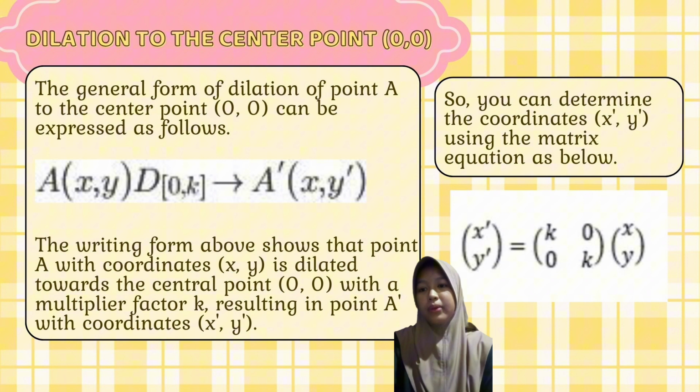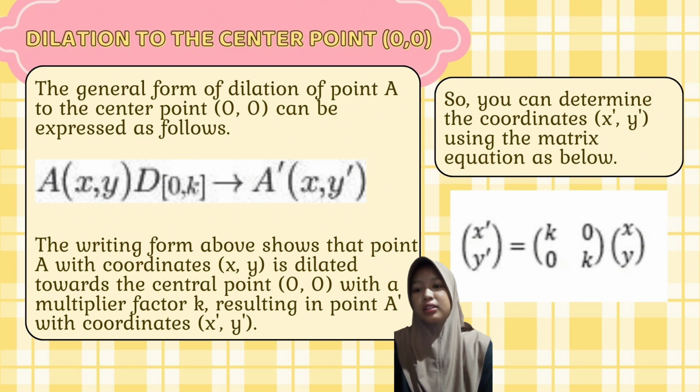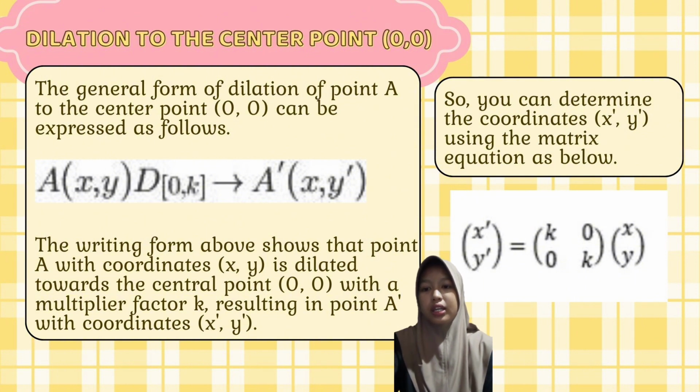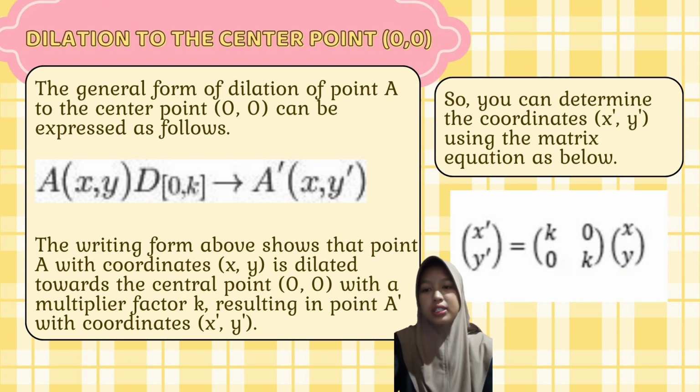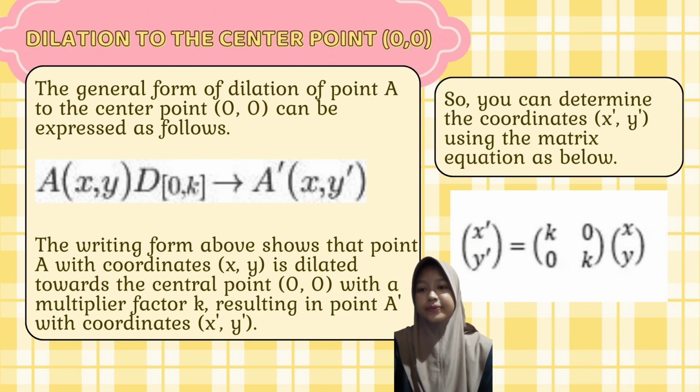The writing above shows that point A with coordinates (x,y) is dilated towards the center point (0,0) with a multiplier factor k, resulting in point A' with coordinates (x',y'). So, you can determine the coordinates (x',y') using the matrix equation as below.